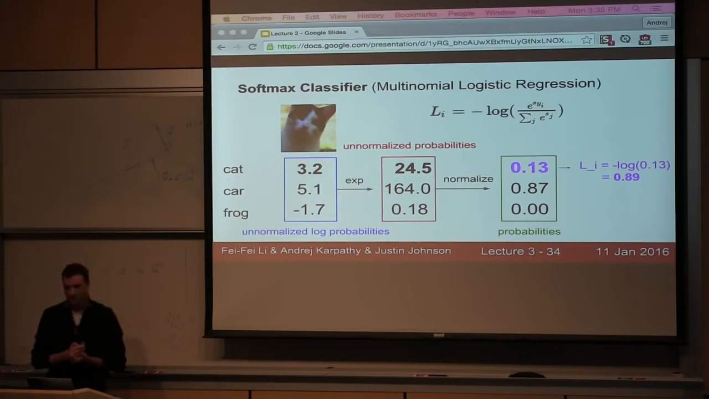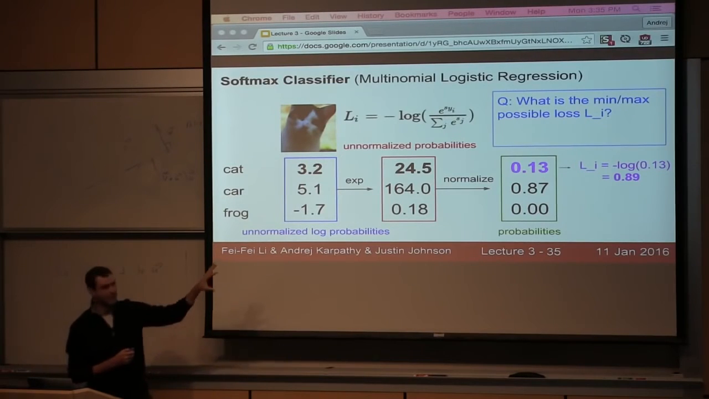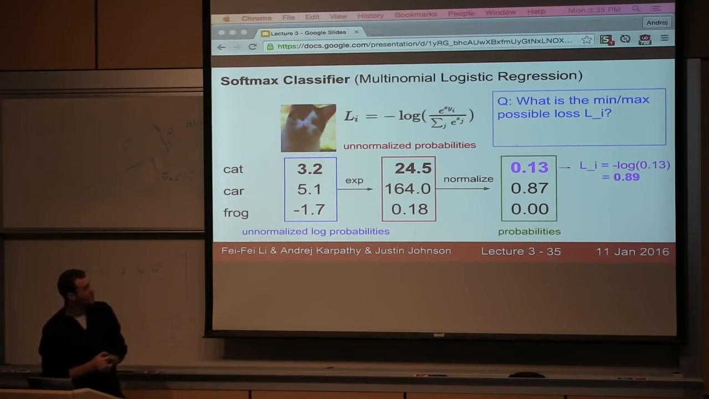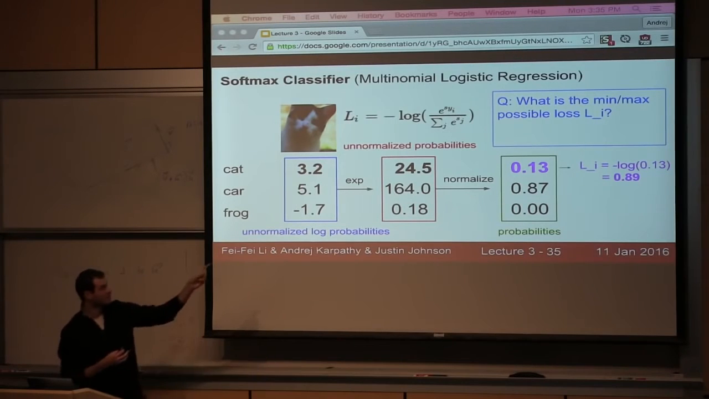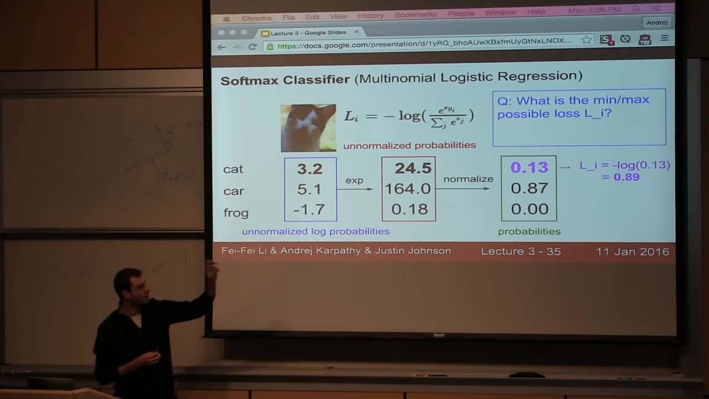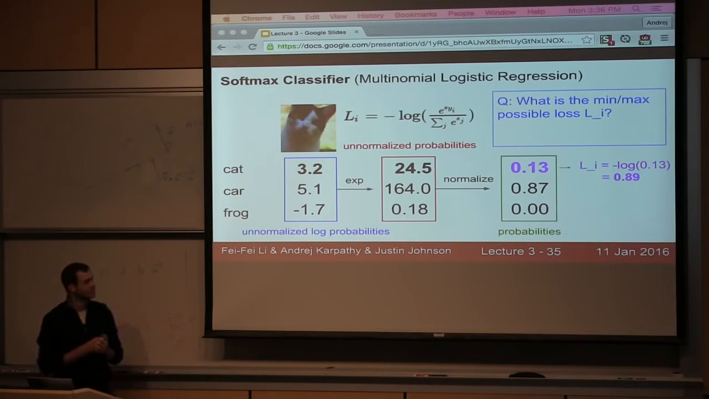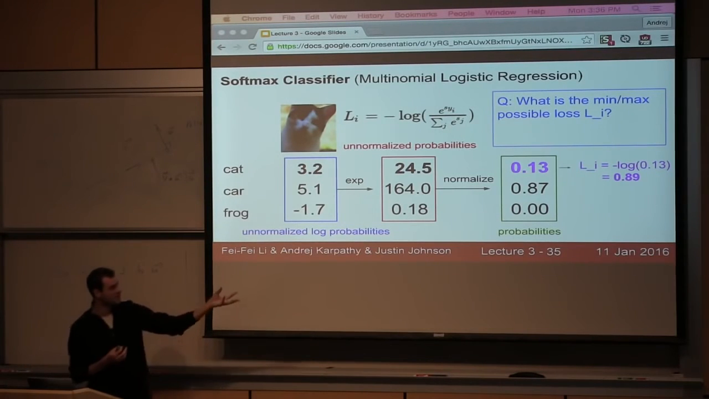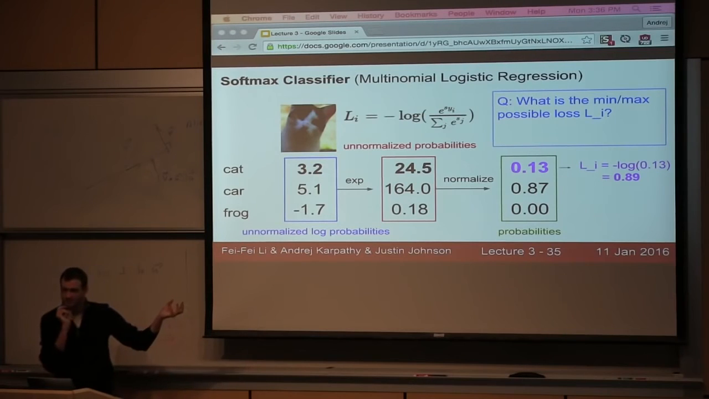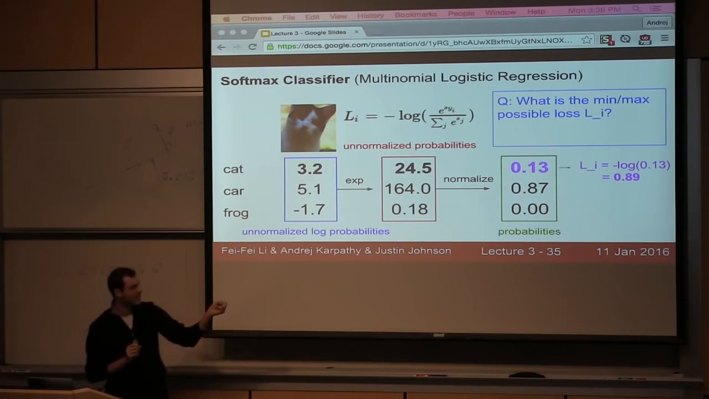Okay. So let's go over some questions now related to this, to try to interpret exactly how this works. First, what is the min and the max possible loss with this loss function? What is the smallest value and the highest value? I'll give you a chance to think about this. What is the smallest value that we can achieve? 0. And how would that happen?